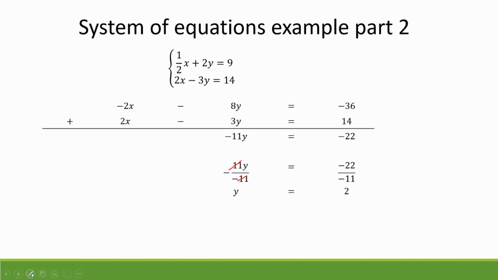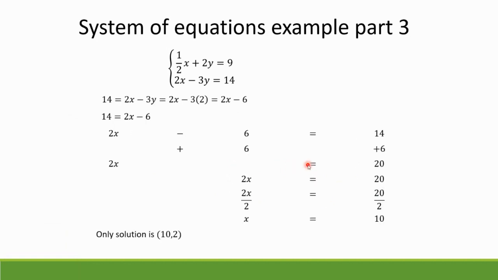So y equals 2. Now, are we done with the problem? No, we have y, but we need x. How do we get x? Now we take one of the equations and we replace y with 2. So I took the second equation, 14 is 2x minus 3y, and replaced y with 2.